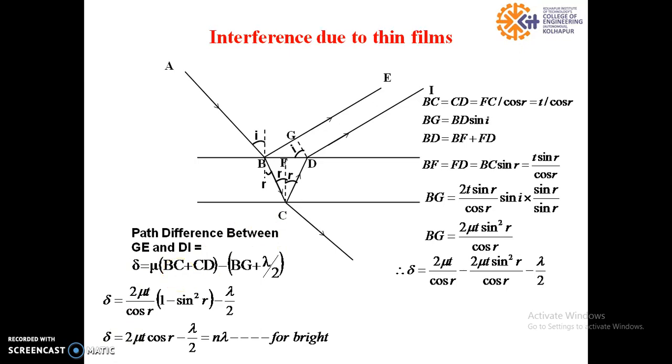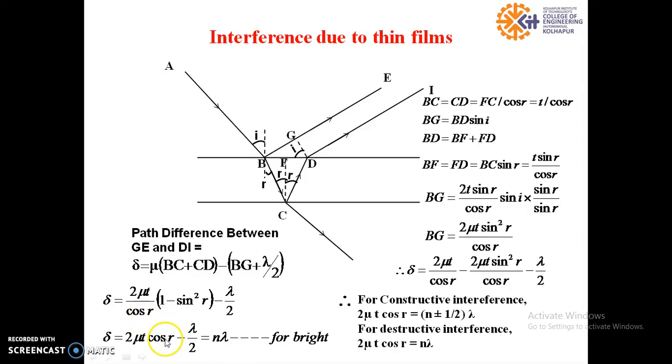And we know for interference, when this path difference is equal to n lambda, we get the condition for bright. So here we have taken 2 mu t cos r minus lambda by 2 equal to n lambda. Now if we take this lambda by 2 to the right hand side, we get n lambda plus lambda by 2. Okay, taking lambda common, we get n plus 1/2 into lambda. We can take it as plus minus 1/2, and therefore the equation becomes 2 mu t cos r equal to n plus minus 1/2 into lambda. This is the condition for bright or constructive interference.